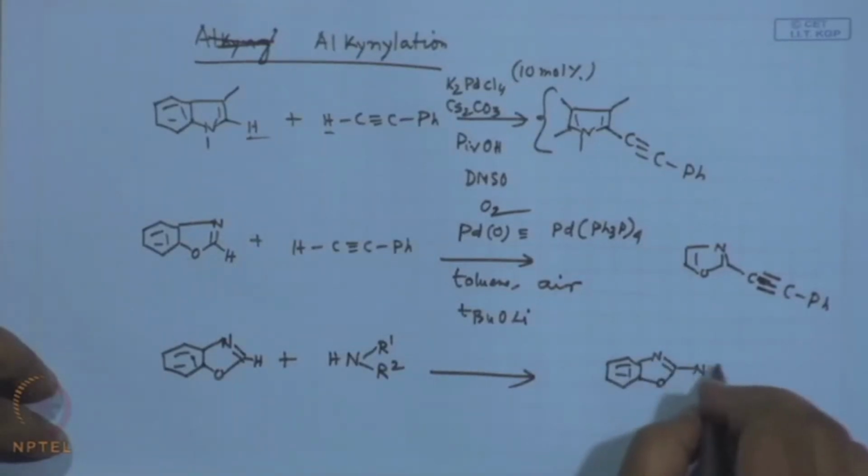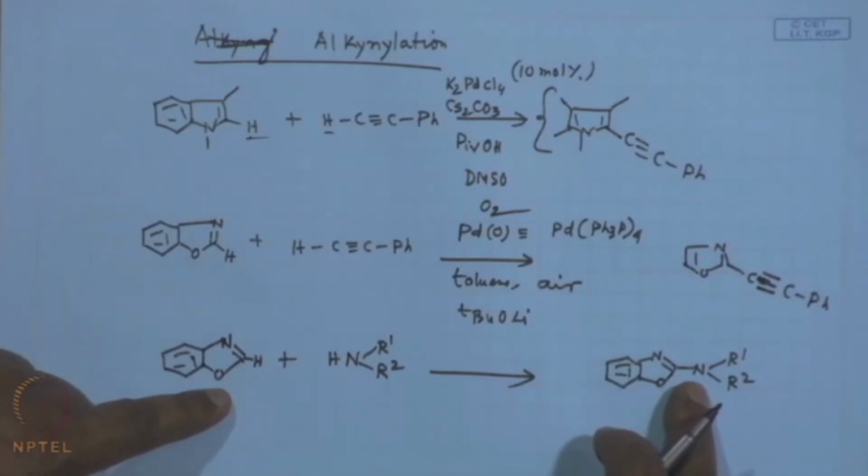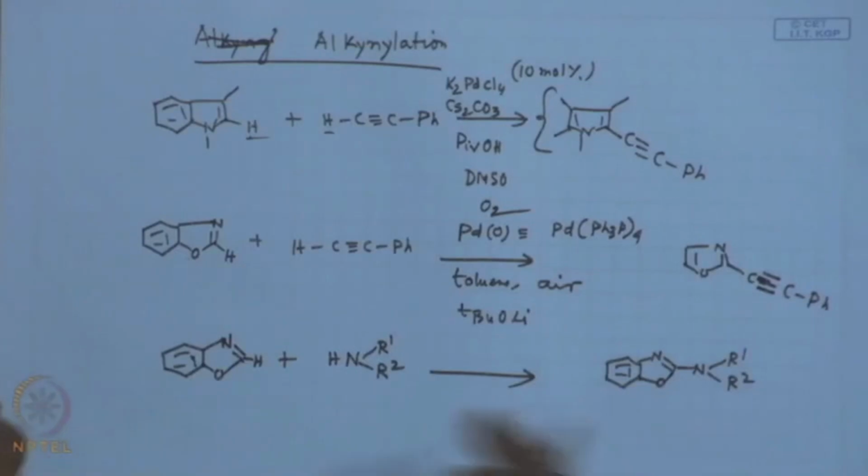If you did not know this, how would you do it? If you are given an oxazole and try to incorporate a dialkylamino group at the 2 position, how would you do it? If you did not know this answer, how would you have done it? Okay.